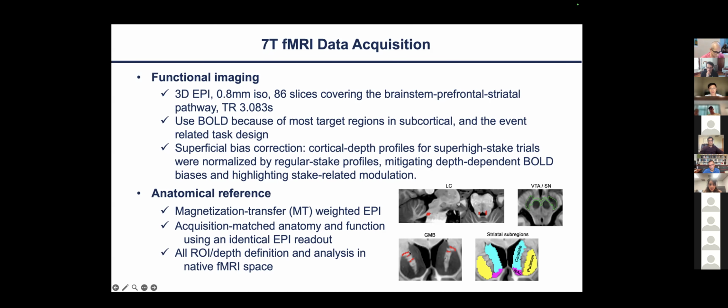So this identical EPI acquisition between functional and anatomical image really helps us to do an accurate analysis in this subcortical region. And you can imagine for the gray matter bridge, every subject has a unique structure, and it's so thin, it's 1 millimeter. You cannot really do registration or have any kind of blurring, otherwise the signal is not specific or will be gone. So this is our acquisition. If you have any question, please let me know. Otherwise, I will move to the results part.